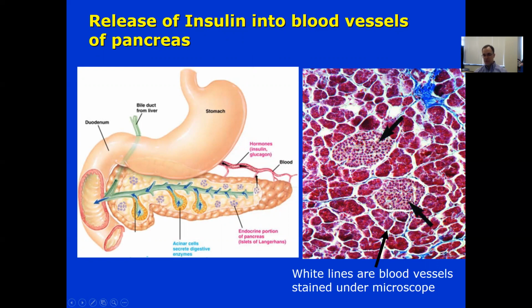And then here we have, again, what it looks like, the islets of Langerhans, where we have the beta cells, or the insulin that's going to be stored here in the islets of Langerhans. And then the white lines here are just the blood vessels.